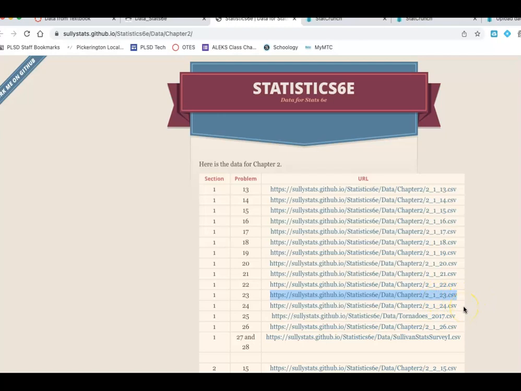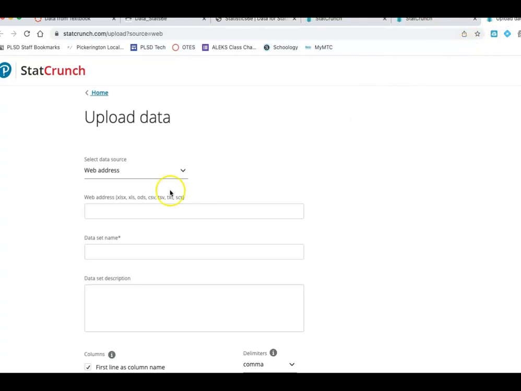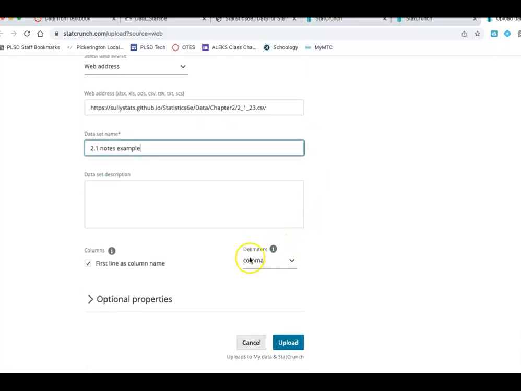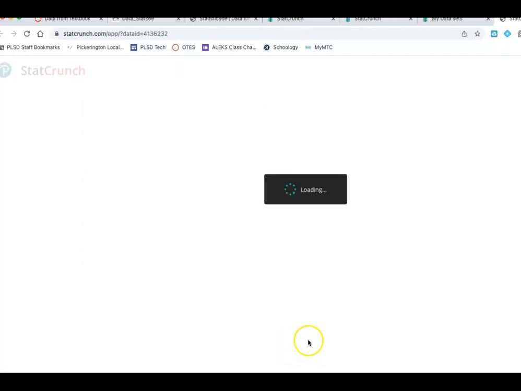So all I'm doing is I'm copying this link, and then I go over to my Statcrunch where it says web address, and I paste the link. Data set name, I'm going to do 2.1 notes example is what I'm calling it. You don't need a description. You can leave that blank. You want to just leave these parts as is. There are optional properties. I've never needed them. So really that's all you should have to do, and then click upload.